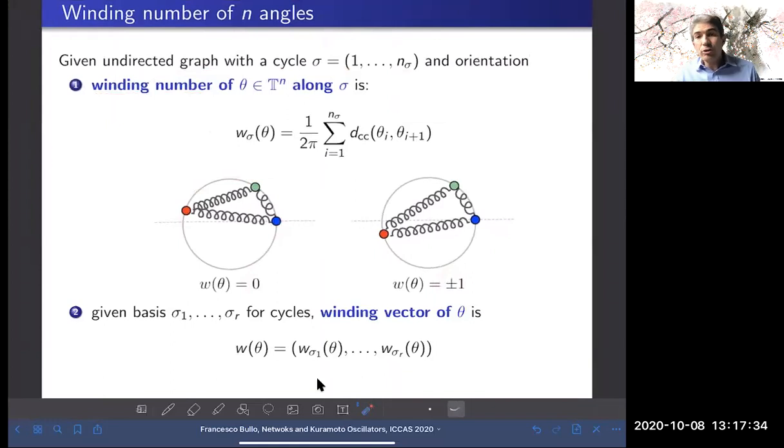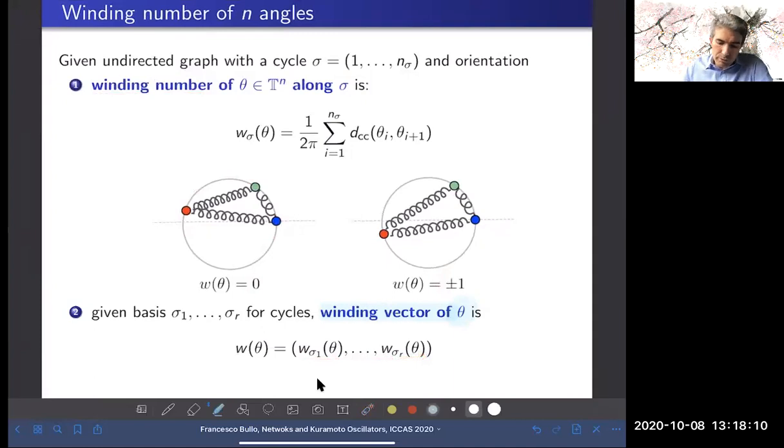Now, if I have a graph that has multiple cycles, what I would like to do is focus on something called an independent basis of cycles. This is algebraic graph theory. I don't want to use all of the redundant cycles. If you have two small cycles that are connected, there's one bigger cycle. So I'm just going to focus on an independent basis of cycles. And then I compute the winding number for each element of the basis, and I will call that the winding vector. As I change the angle theta, I get a different winding vector, right?